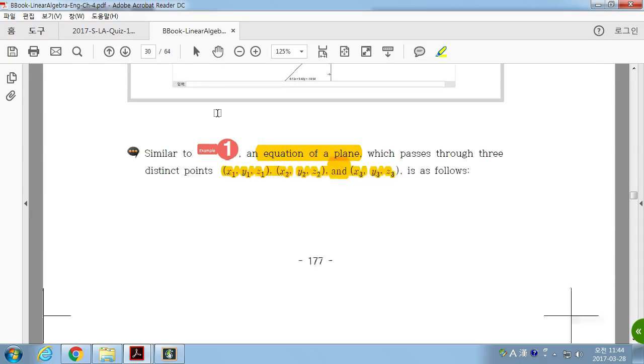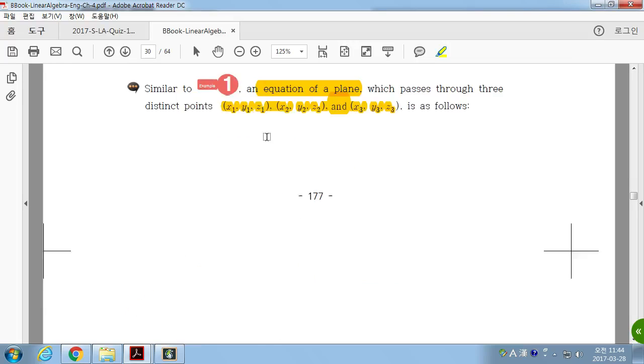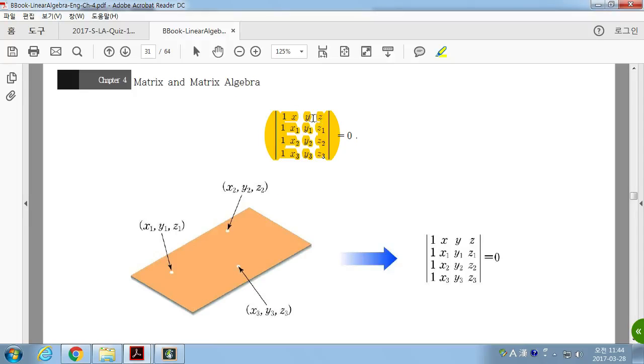And if you plug in x1, y1, z1 here, does that point satisfy this equation or not? We have 2 same rows, so the determinant is 0. So 0 is equal to 0. So the first point satisfies this plane.